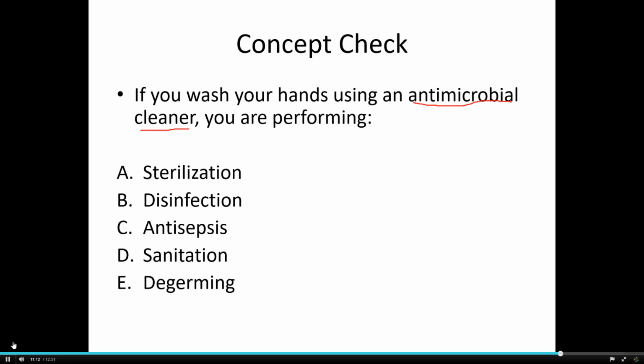If I had asked the question, if you wash your hands using plain old soap, you are performing, then the answer would have been E, degerming, because plain old soap doesn't have an antimicrobial medication added to it, and so it's just considered degerming. So if you see a question like this about washing with a hand soap, make sure to differentiate between one of those antimicrobial cleaners like hand sanitizer or soap with antibiotic added, and just plain old soap.